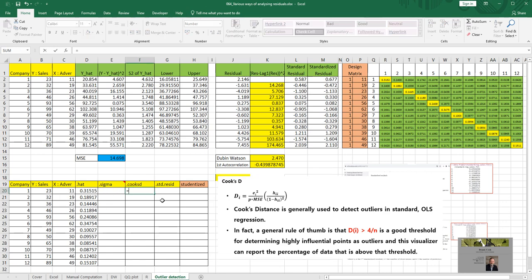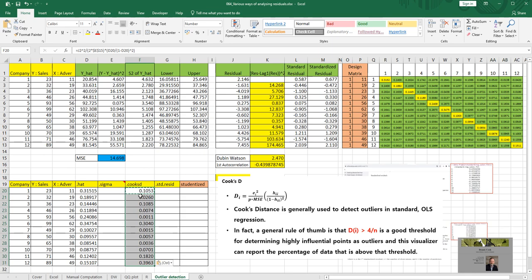So let's calculate e_i squared, the residual squared, over p, the number of parameters, so 2, multiplied by MSE. Press F4 and close the parenthesis. And multiply by the diagonal element of the hat matrix h_ii, so this one, right? So over 1 minus h_ii, 1 minus h_ii, squared, and close the parenthesis. All right.